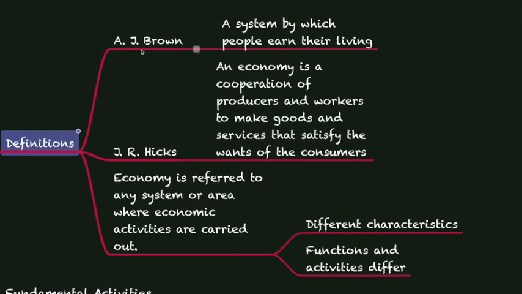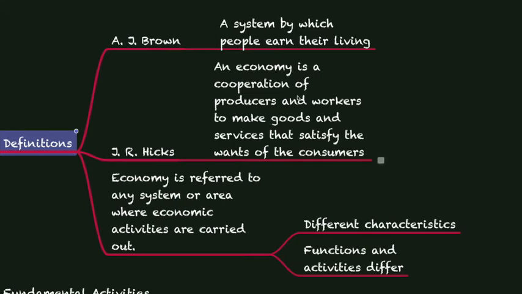The first one was given by A.J. Brown. He says that economy is a system by which people earn their living. The second one is given by J.R. Hicks. An economy is a cooperation of producers and workers to make goods and services that satisfy the wants of the consumers. That is, producers and people who buy, that is, consumers, they both get into a cooperation.